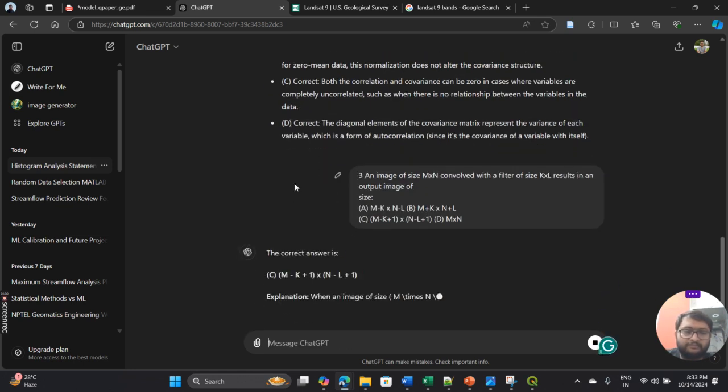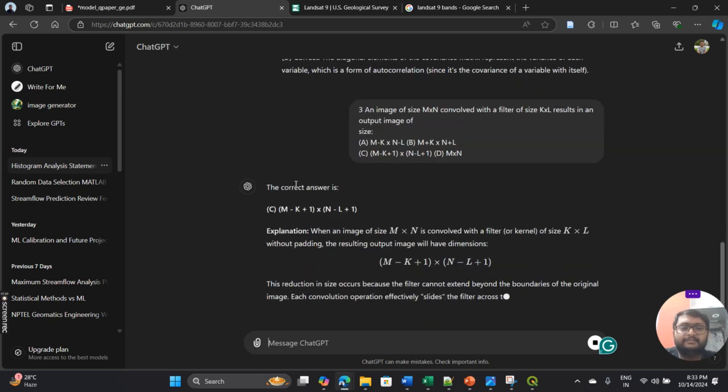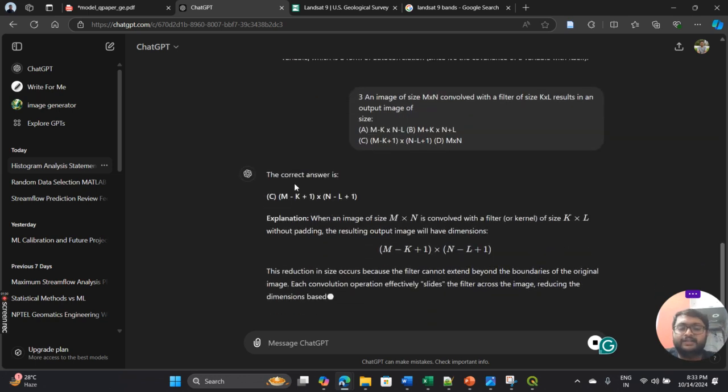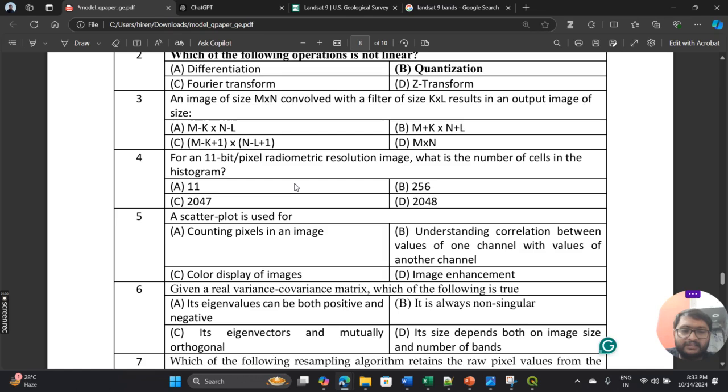So basically minus one will reduce that dimension and then adding one. It is the correct answer, but it is not involving padding and all. We have not considered those things, and it is also not specified in the question as well.